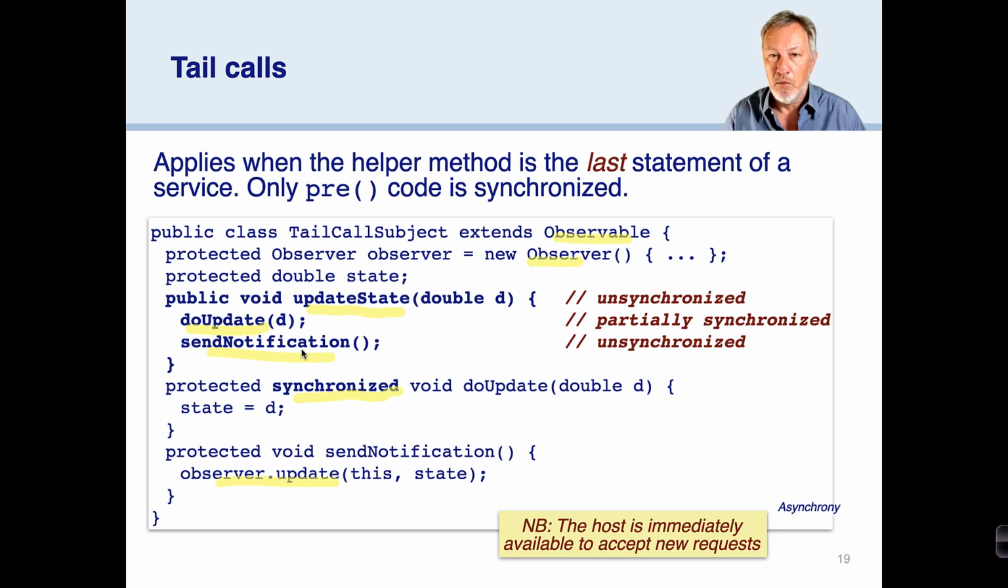So this is where we get a certain degree of additional asynchrony. That is, when the update state method is called, the pre-code, namely the do update, is synchronized, so the host, the tail call subject, is locked, and then when that is completed, we proceed to the invoke helper code, which is in this case the send notification, and that is purely unsynchronized. So at that point, the host becomes available for another service.